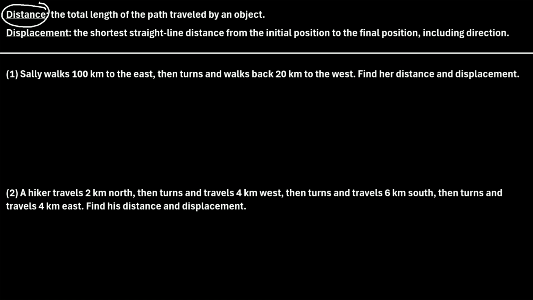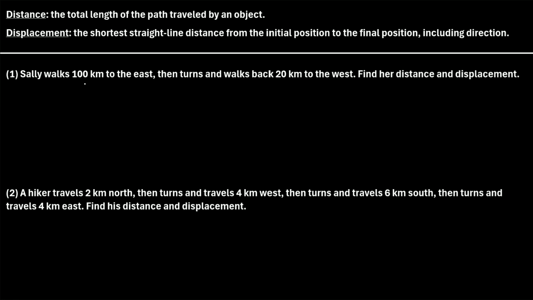We say that distance is the total length of the path traveled by an object, but displacement is the shortest straight line distance from the initial position to the final position, including direction. So to understand how to calculate both distance and displacement, I have two examples for us to work through here. So let's check out our first example.